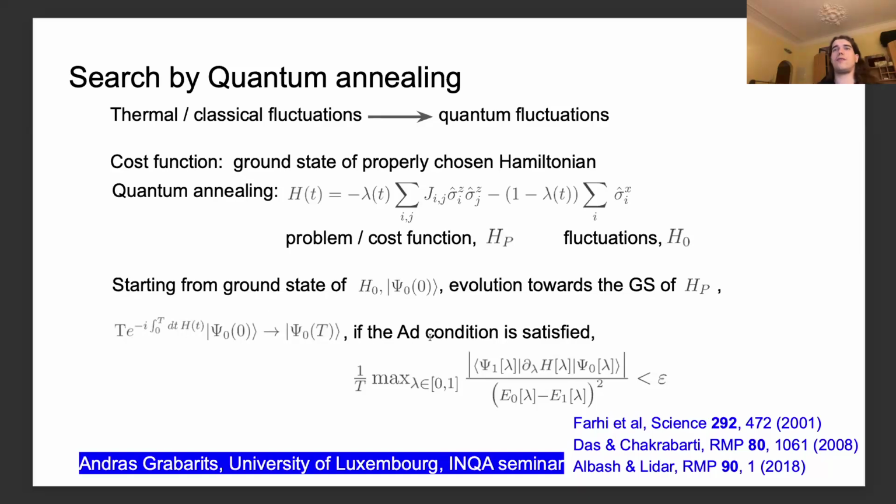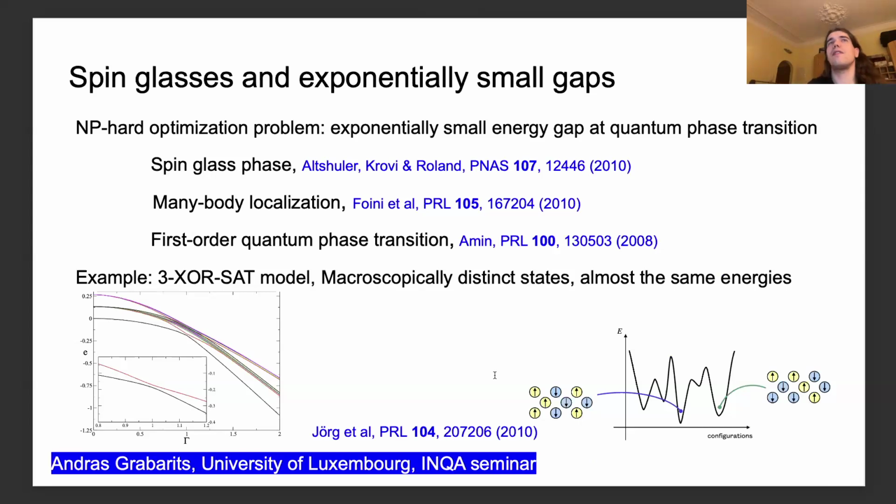If the adiabatic condition is satisfied, meaning that the driving rate is small enough, then one successfully achieves the final ground state. However, as one is very familiar with in this community, the driving rate should be inversely proportional to the square of the minimal energy gap. And the problem starts here. For spin glasses, these minimal energy gaps are exponentially small. This can happen due to many reasons, such as in NP-hard problems, one faces spin glass phase behavior or many-body localization, and in most cases one can identify it properly with a first order quantum phase transition.